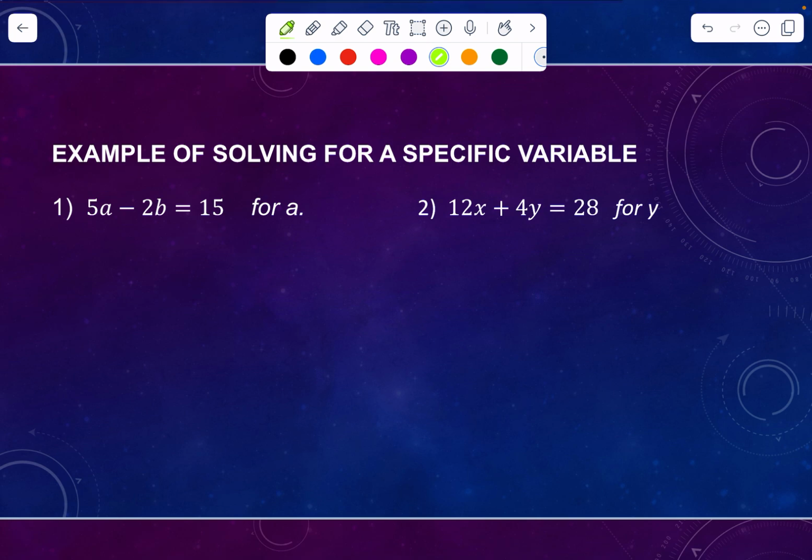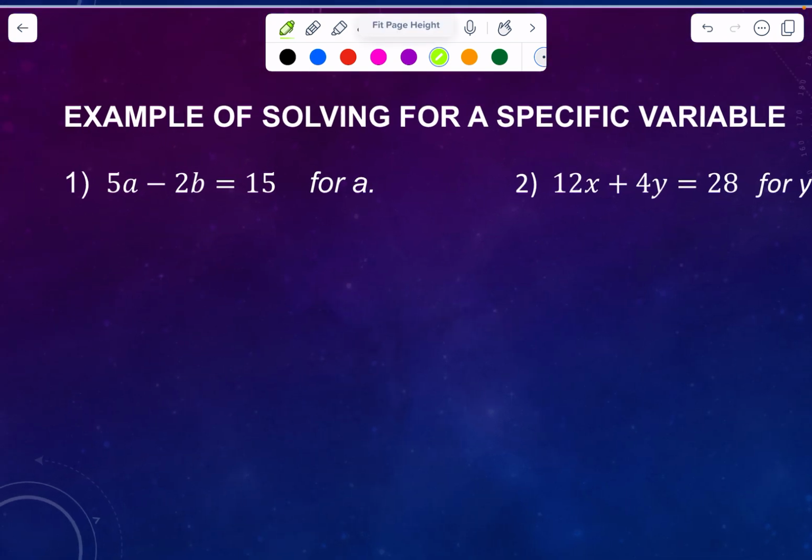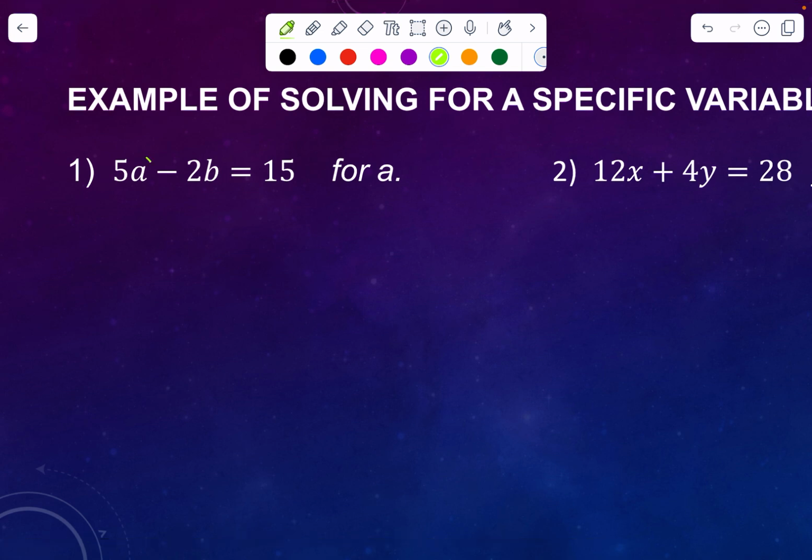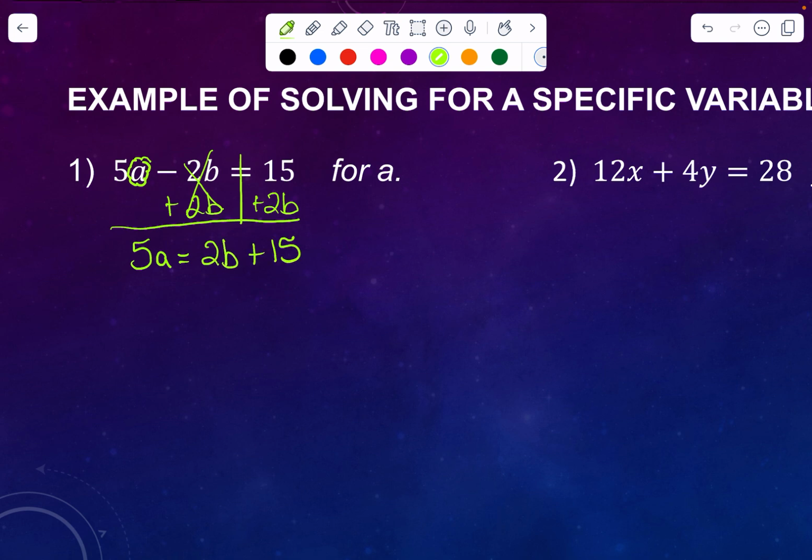Okay, so if we look here at this first one, I want to solve this one for A. So my goal is, when I'm done, A is by itself. So I'm going to start off and I look at this and I say, okay, I've got a minus 2B. So what I'm going to do is I'm going to add 2B to both sides. So that's going to get me 5A is equal to 2B plus 15. I can't combine those because one has a B, one doesn't.